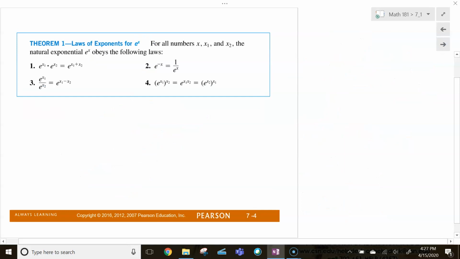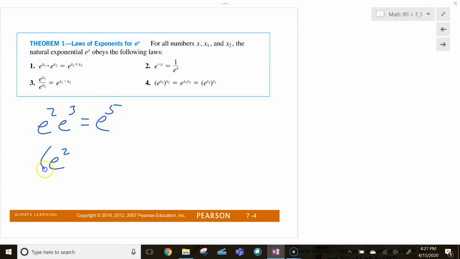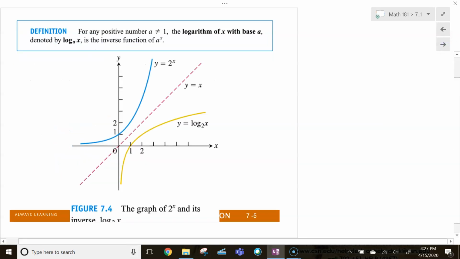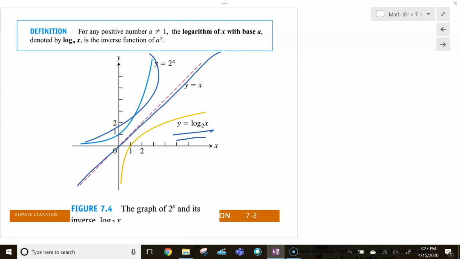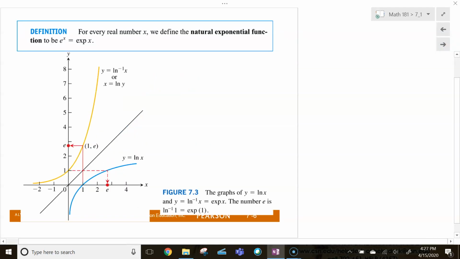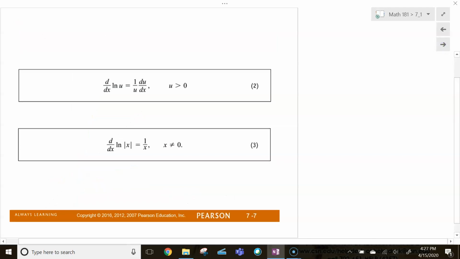Here are your laws of exponents, right? Like e to the second times e to the third is e to the fifth, e power of a power, where you multiply, and so on. And again, inverses, right? Here we've got log base 2 of x. Its inverse is 2 to the x. They're reflective about the line y equals x because they're inverses. Here's the natural log of x and then e to the x in the yellow there.